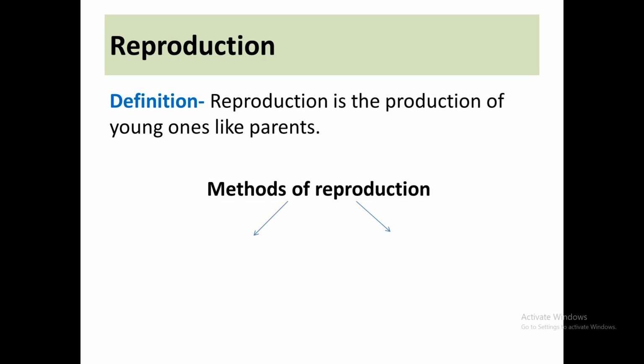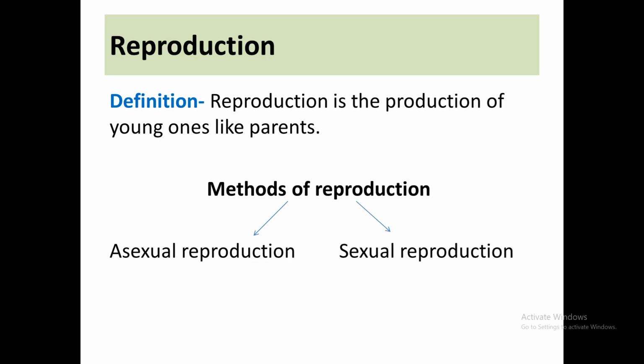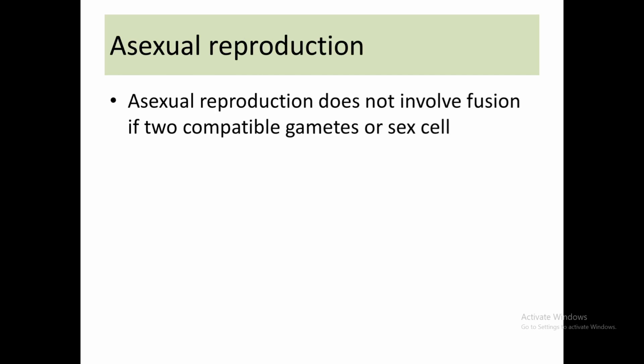There are two methods of reproduction. One is asexual reproduction and the second one is sexual reproduction. So first we are going to see what is meant by asexual reproduction. Asexual reproduction does not involve fusion of two compatible gametes or sexes. It means for asexual reproduction there is no need for the male and female gametes to fuse together.